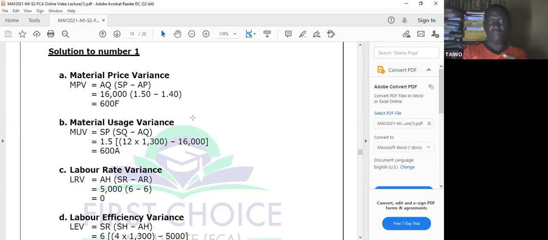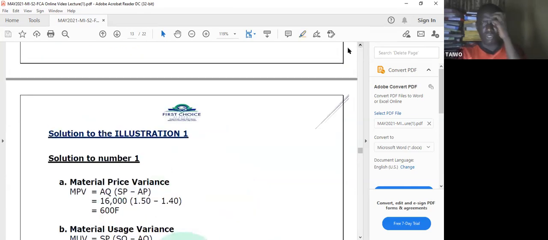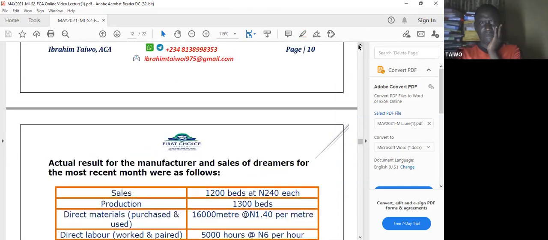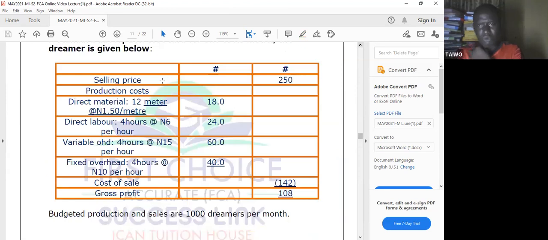So let us look at it. What's the standard price? What's the actual price of material? I want you to follow suit. When they say standard price, where do we go? You go to standard information. That's where you see standard price. I'm not saying selling price. Selling price is different from standard price of material.